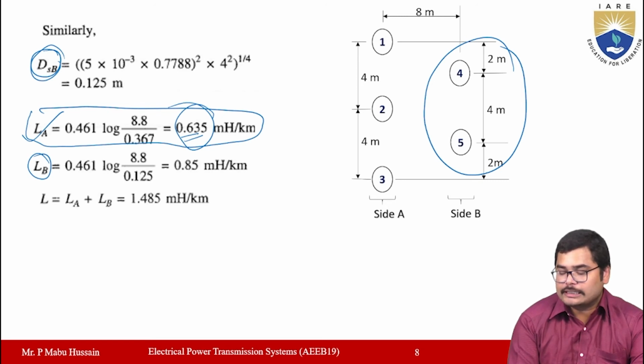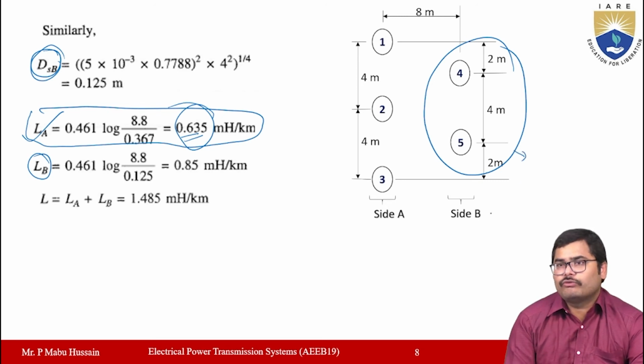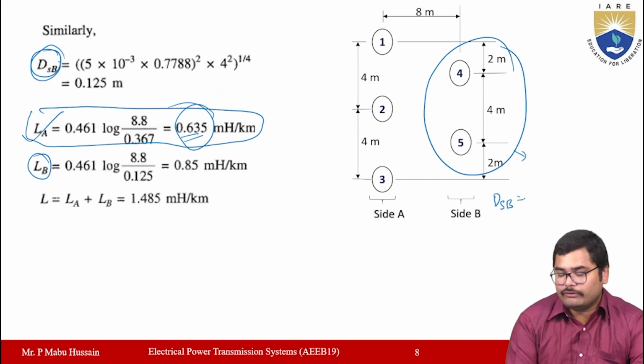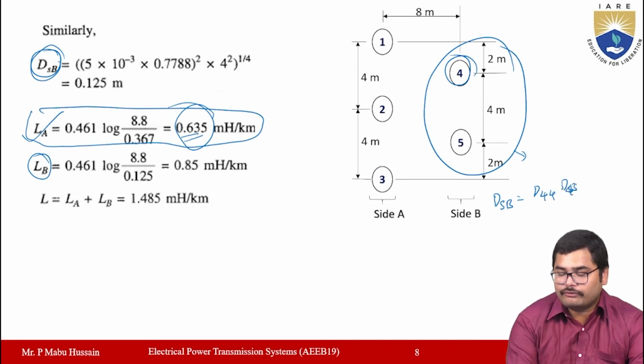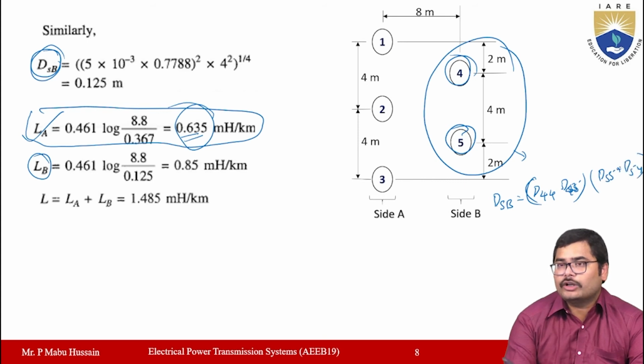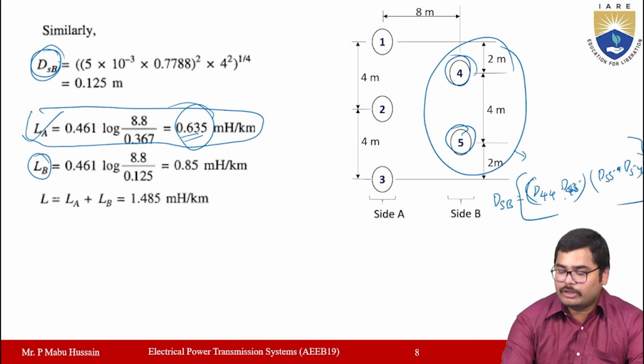DSB is equal to, if you consider the 4 subconductor, then D44 self distance and D45. So this is another distance. Okay, and then if you consider the 5, then D55 into D54, whole to the power of 1 by total number of conductors squared. That means 1 by 2 squared you will get.